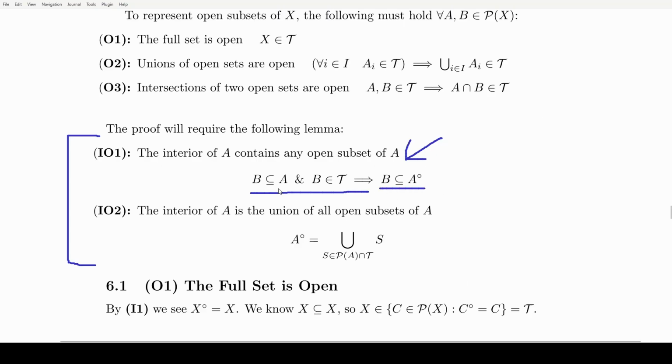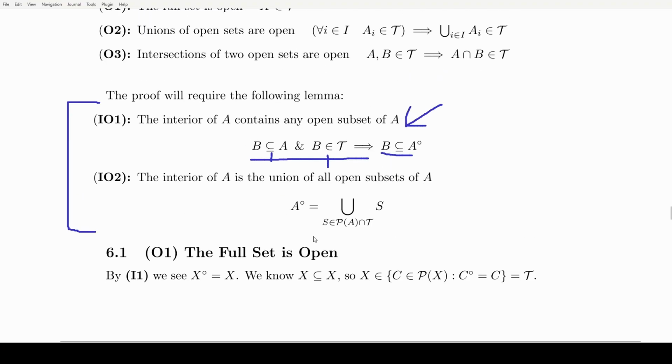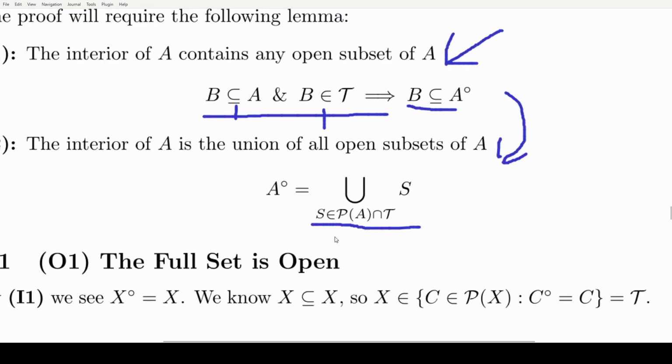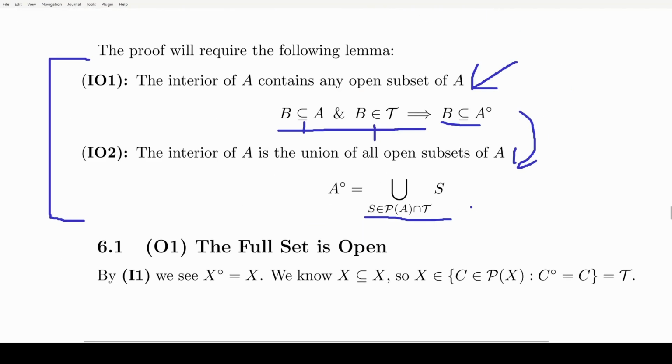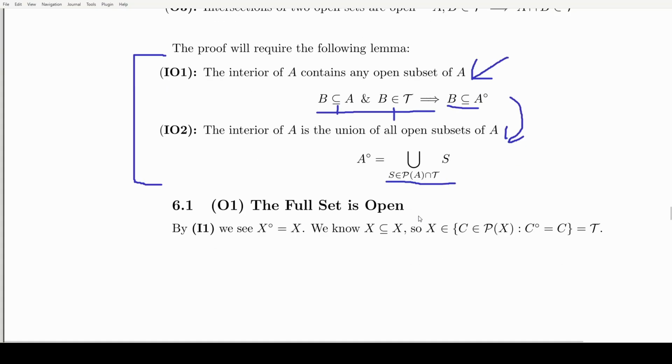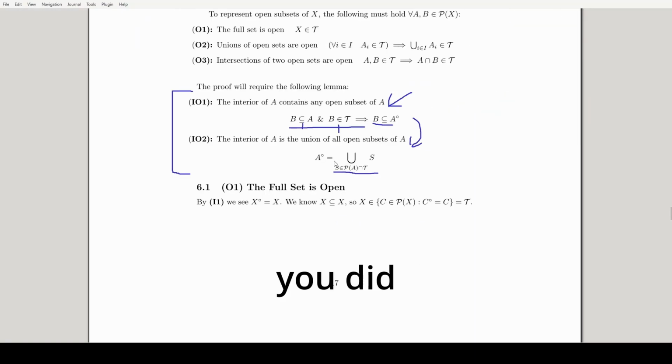So if B is open and B is contained within A, then B is contained within the interior of A. And then the interior of A is the union of all the open subsets of A. It's sort of saying the same thing. It's the intersection of the power set of A, so subsets of A, with the topology, so the open subsets of A. The union of all of those is the interior because the interior is the biggest open subset of A. Yes.